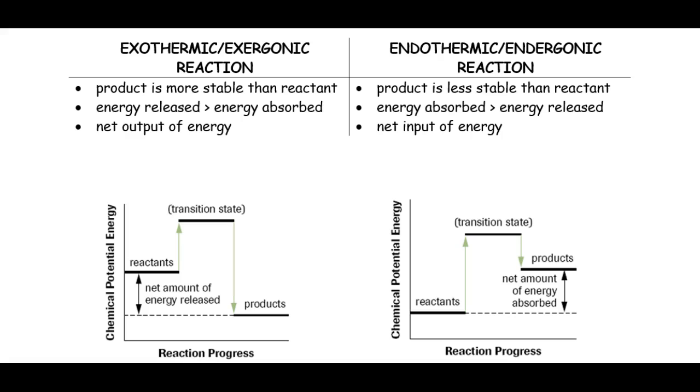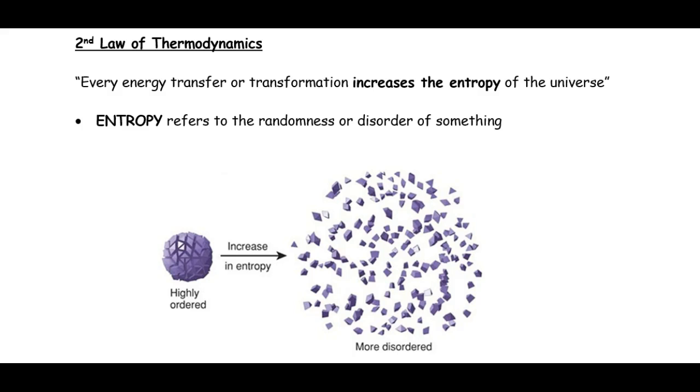In both of these cases, though, we do see that energy is going to be transformed. Either it's going to be transformed from chemical potential energy of one molecule to the chemical potential energy of another molecule or a series of molecules, but either way we're seeing that there is a transfer of that energy. So that brings us to the second law of thermodynamics, which is that every energy transfer or transformation is going to increase the entropy of the universe.